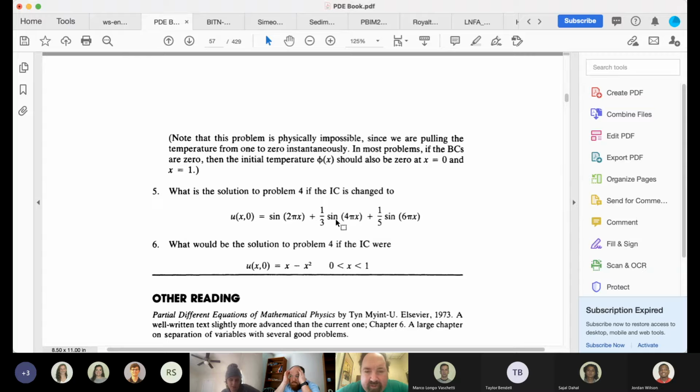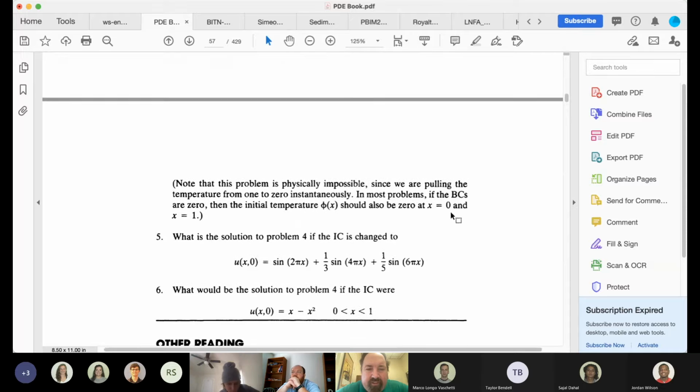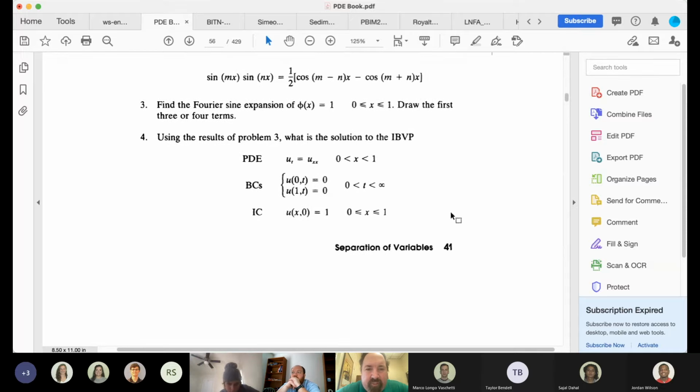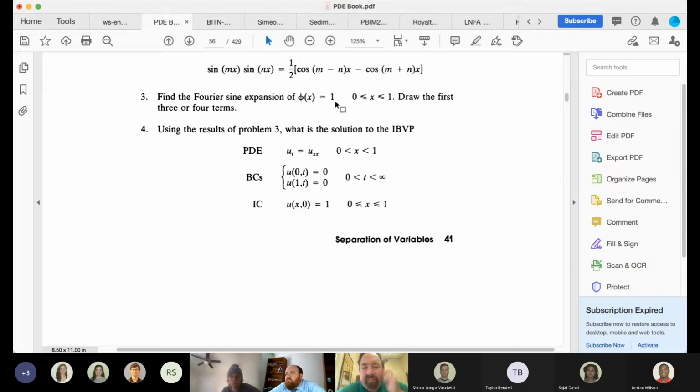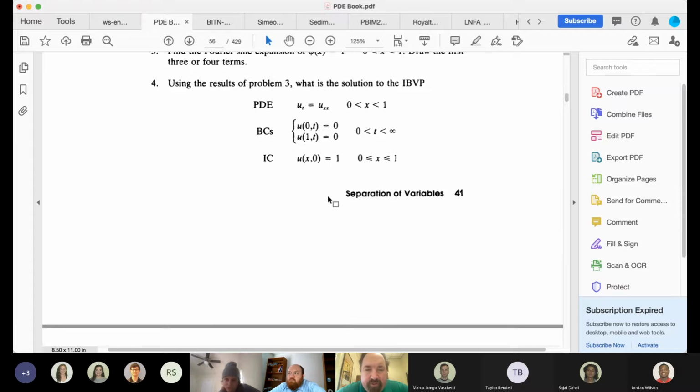Now, I want to make sure that I'm understanding you correctly. With problem number 4, after you find this Fourier sine series for 5x equals 1, that's what you need in this problem here. This Fourier sine series of 1 is going to have infinitely many terms, so that's what's going to happen for your solution for number 4.